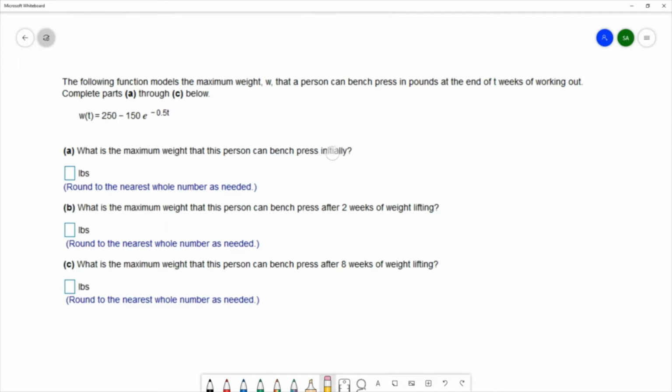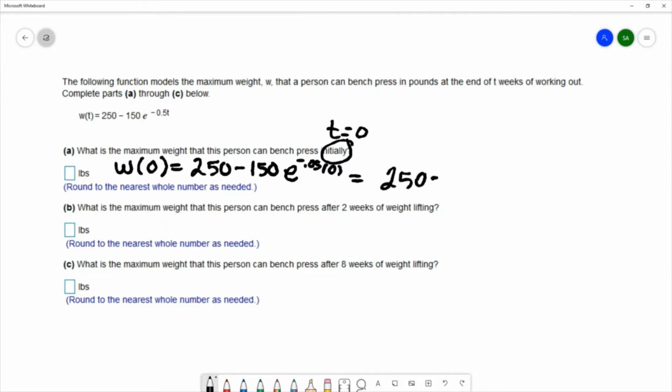So initially is at the beginning of the time period, and so that means our time is equal to 0. So we'll substitute a 0 into the function to get 250 minus 150 times e to the negative 0.5 times 0. Oops, I've got a mistake there. That's 0.5, not 0.05.